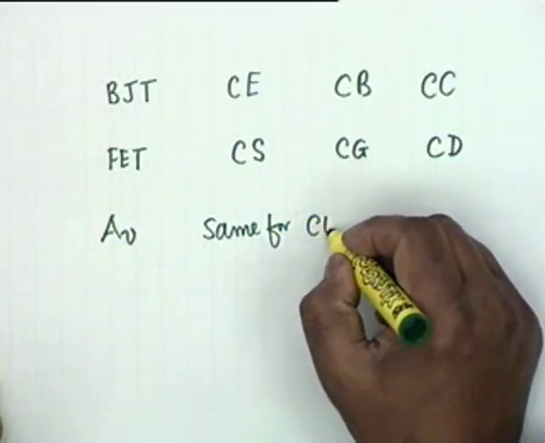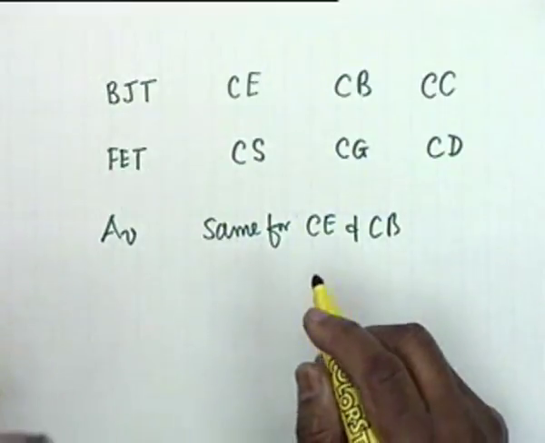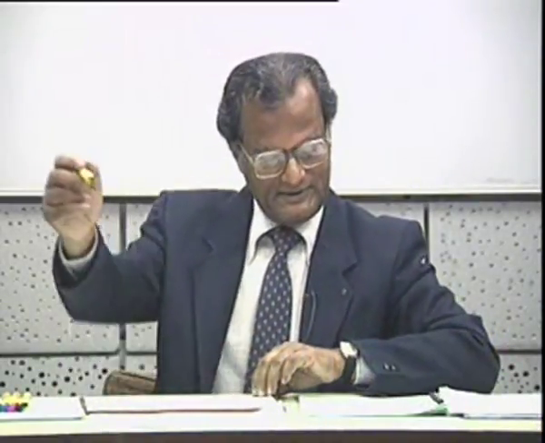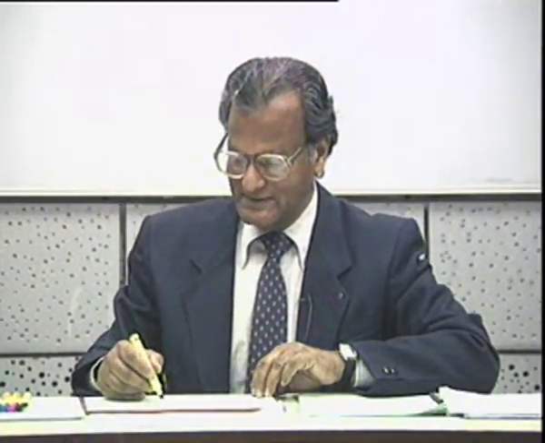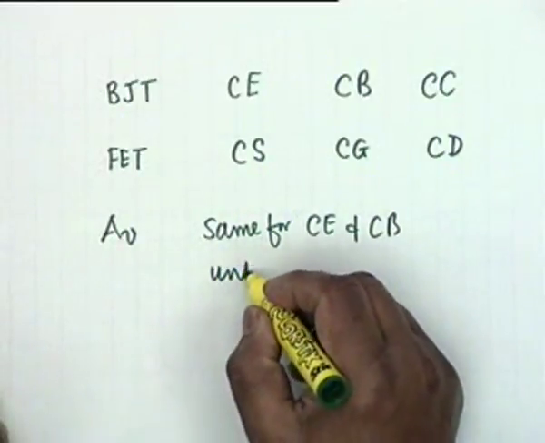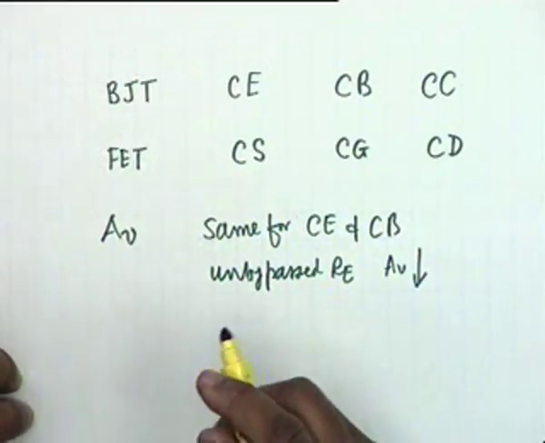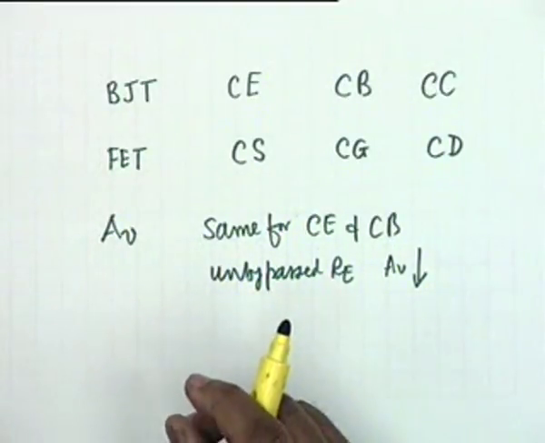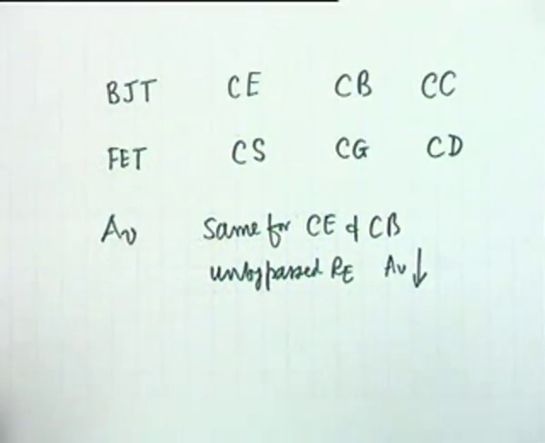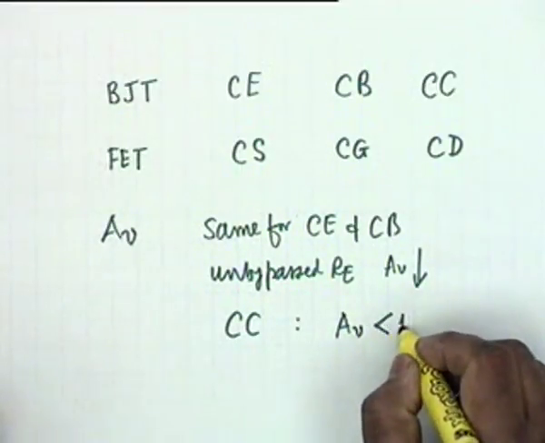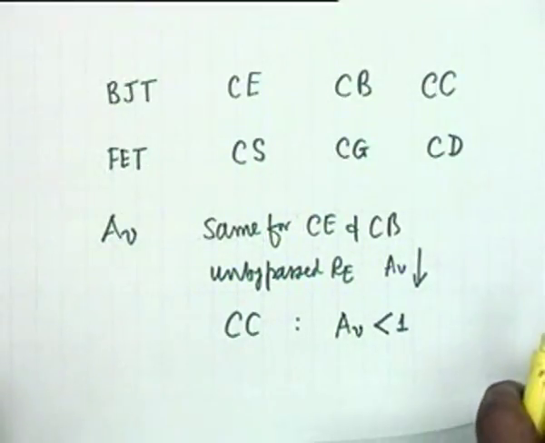CE and CB, that is gm, no, there is a difference. There is a difference of phase. In CE there is an inversion, in CB there is no inversion, but the gain magnitude is the same, gm times RL parallel RC. Okay. However, if CE is with unbypassed RE, then the gain drops down drastically. Agreed? With unbypassed emitter resistance, the gain drops down drastically. Whereas for CC, the voltage gain AV is less than 1, but very close to unity.